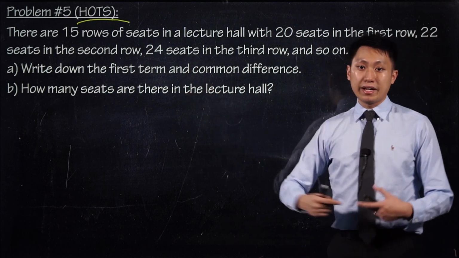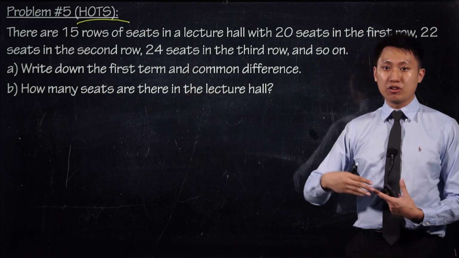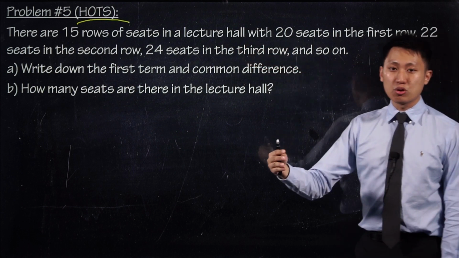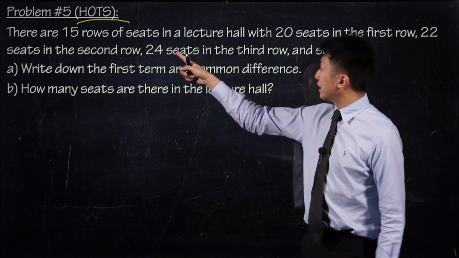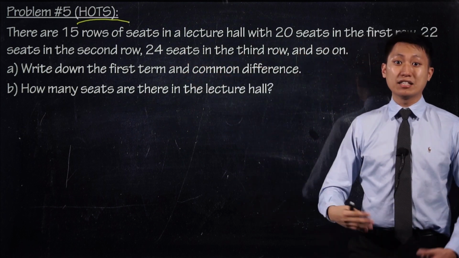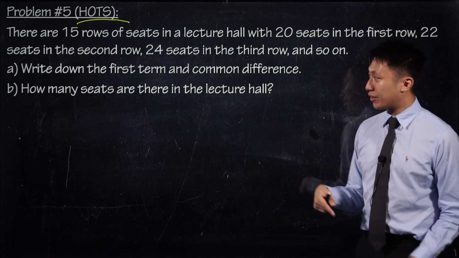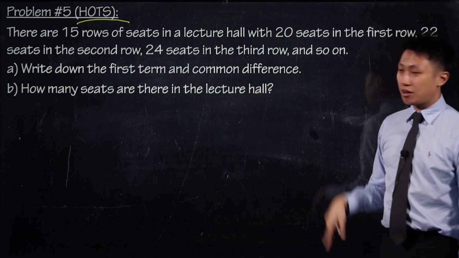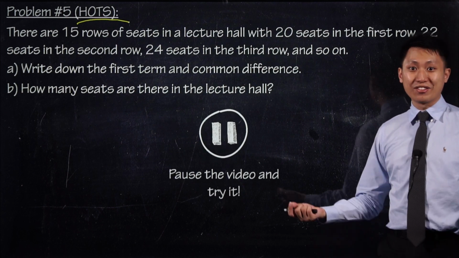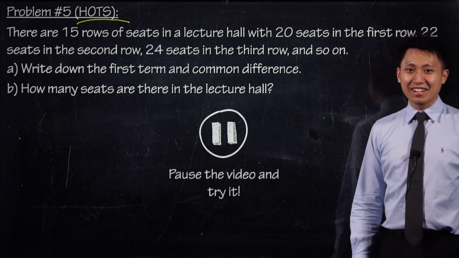So now you have a lecture hall with 15 rows. The first row starts with 20 seats. The second row has 22 seats, and the third row has 24 seats, and so on in this pattern. Write down the first term and the common difference. Pause the video and try this. I think you can do it, right? This is very simple.